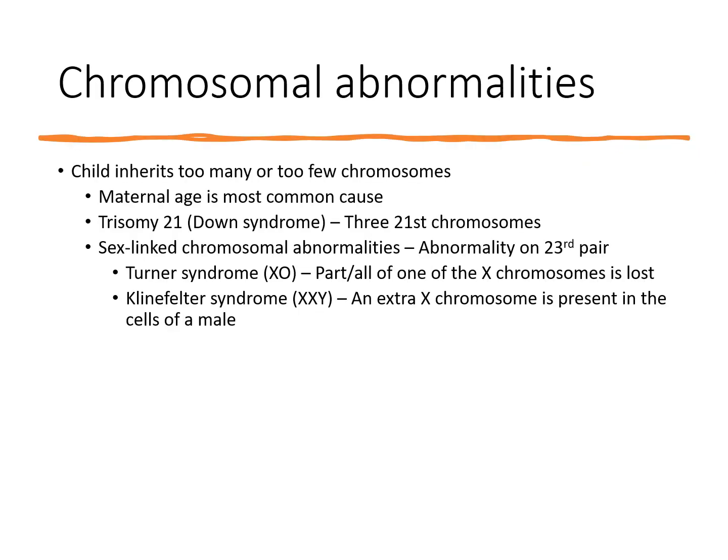Let's take a look at chromosomal abnormalities. This is when a child inherits too many or too few chromosomes. And as your book describes, maternal age is the most common cause. One example of a chromosomal abnormality is trisomy 21, also known as Down syndrome. And this is where there are 3 21st chromosomes.